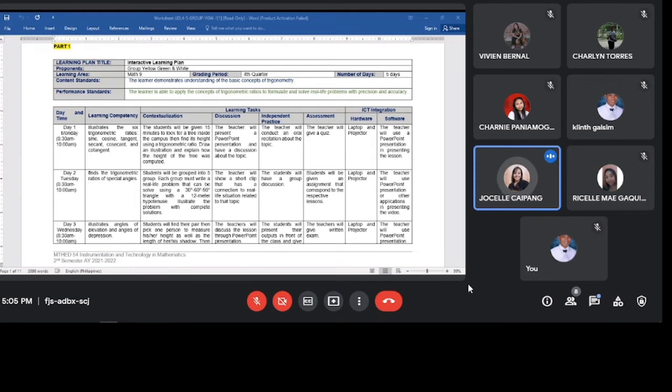For the discussions, the teacher will show a short clip that has a connection to real life situations related to that topic. For the independent practice, the students will have a group discussion. In terms of the assessment, students will be given an assessment that corresponds to the respective lessons. For the ICT integrations in hardware, the teacher will use a laptop and projector. For software, the teacher will use a PowerPoint presentation or other applications in presenting the video.